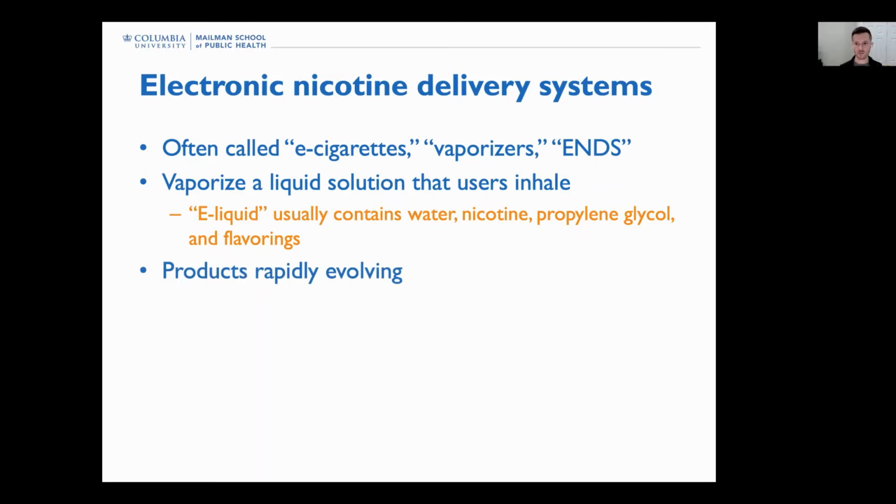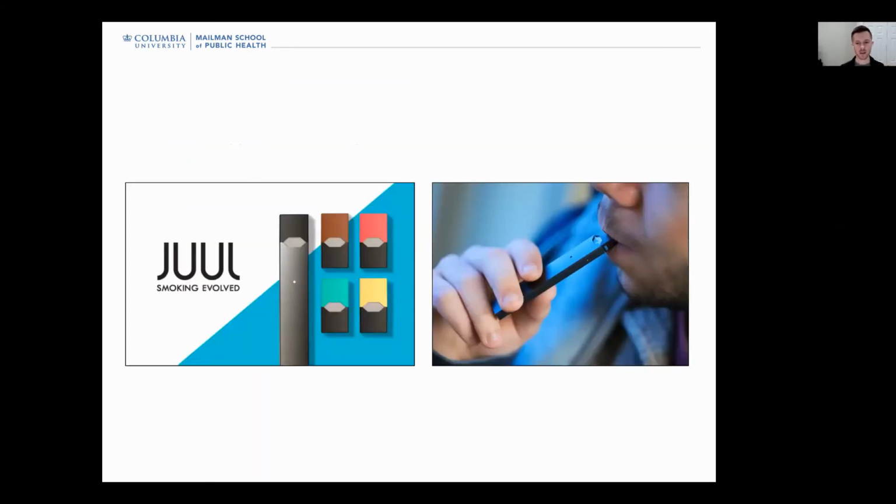And these products are rapidly evolving. Probably the best example, or the one that we're most familiar with, is Juul. Juul really took off among youth in particular over the last several years. So this is a type of ENDS product that's gotten a lot of focus among public health professionals recently.